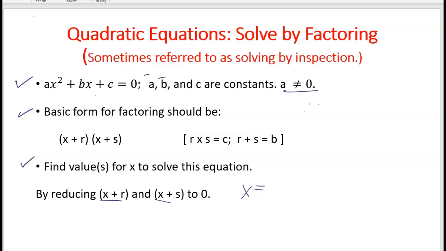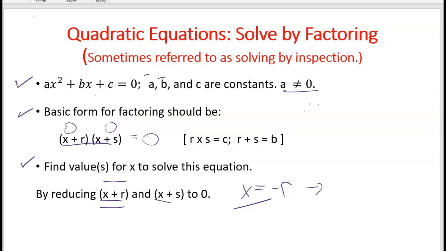We learned that up here, right? Anything times 0 is 0. If we can set either one of these factors to 0, this one or this one, then the entire equation will become 0. So, what value of x would make x plus r equal 0? And that is x would equal minus r.